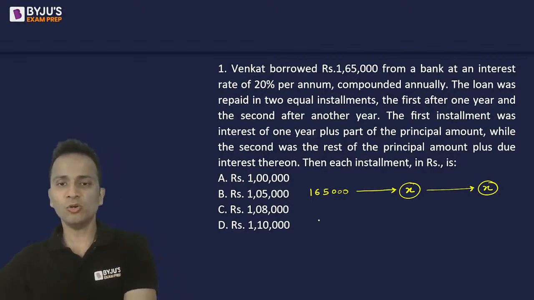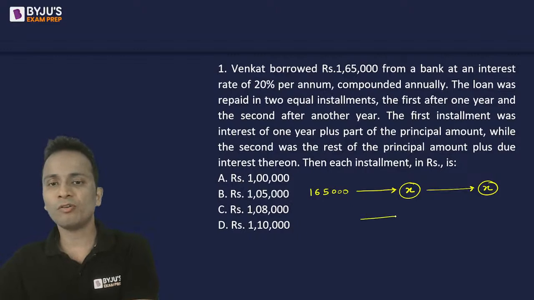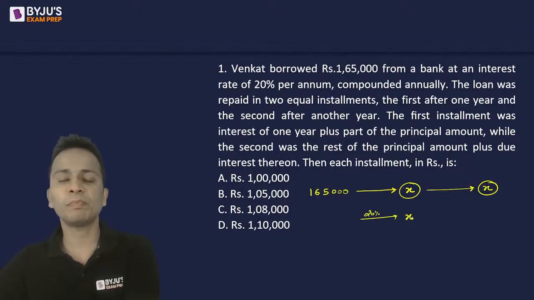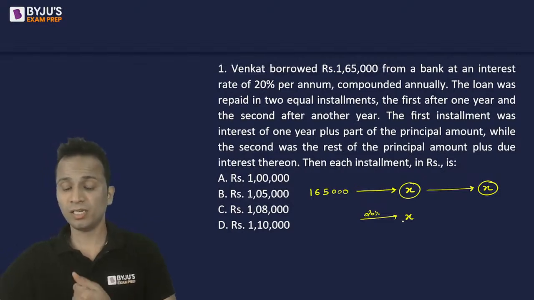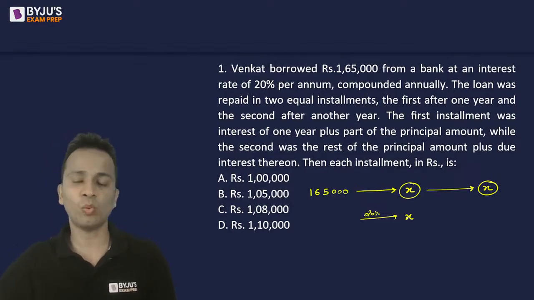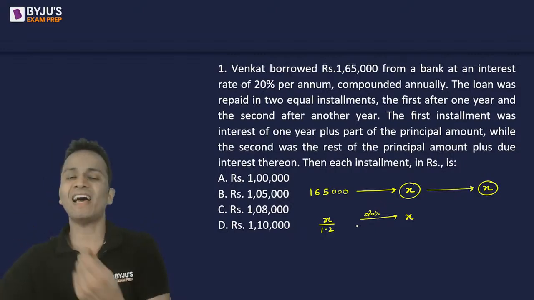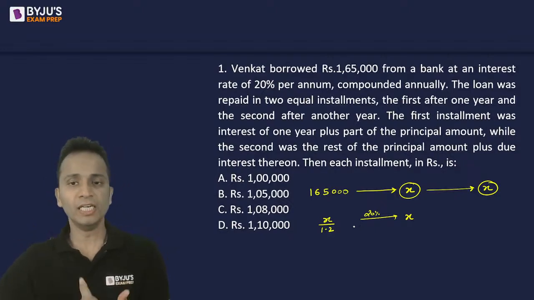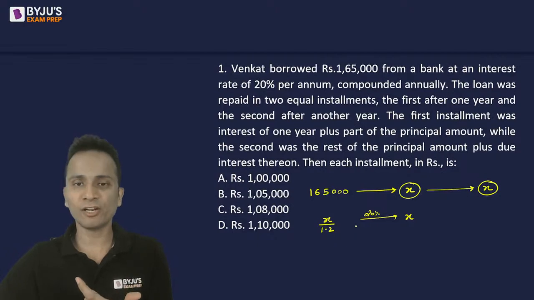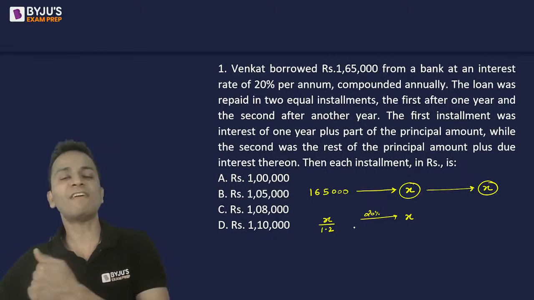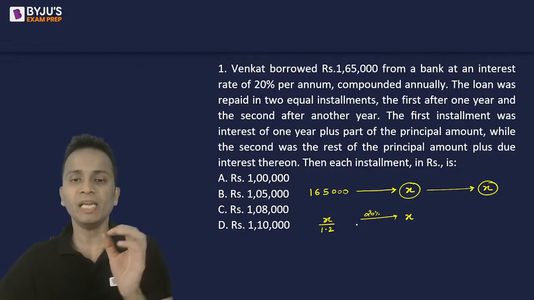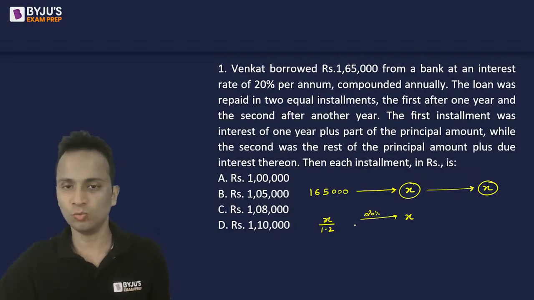Okay, so at an interest rate of 20% per annum, if X rupees is paid after 1 year, then the present value will become X divided by 1.2. Okay, so what I did is I brought the future value to the present. 20% per annum is the rate of interest. X is the final value, so the initial value will be X divided by 1.2.